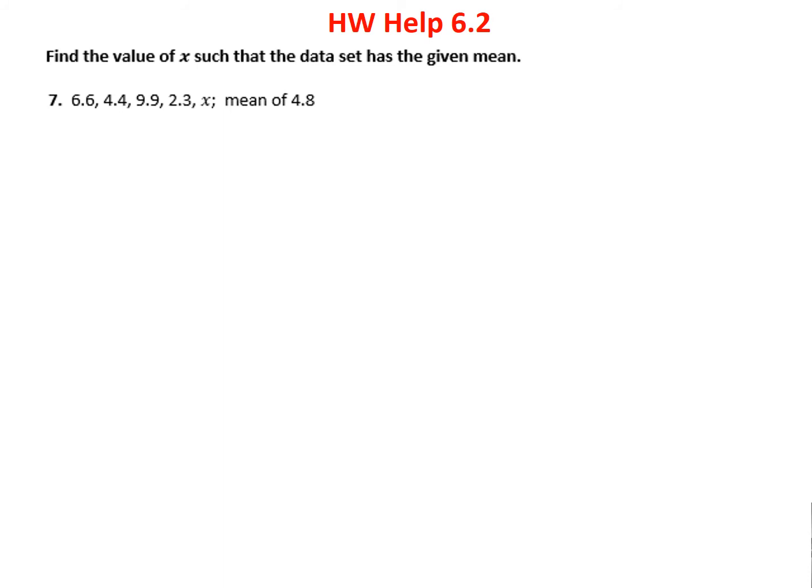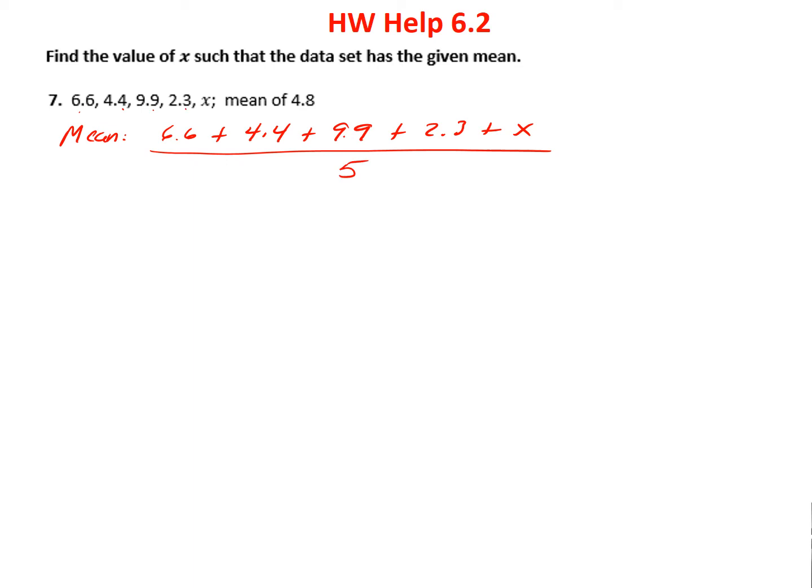All right, number 7 is exactly like 5 and 6. They just throw in some decimals in here to see if they can scare us. But we're not scared tonight. The mean, we simply add them all up and divide by the number there are. So that's 6.6 plus 4.4 plus 9.9 plus 2.3 plus x. And there are 1, 2, 3, 4, 5 of them. Divide that by 5. So when we add up 6.6 plus 4.4 plus 9.9 plus 2.3, that ends up being 23.2 plus x divided by 5. And oh, by the way, this equals 4.8.